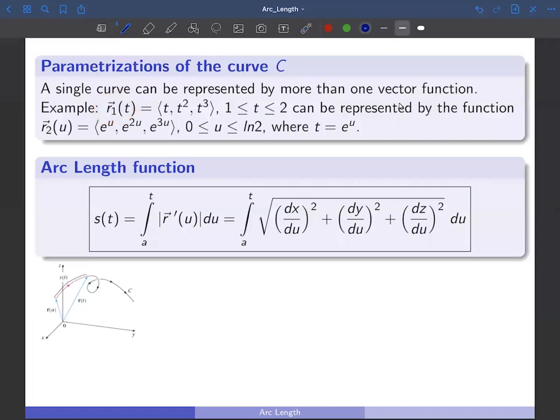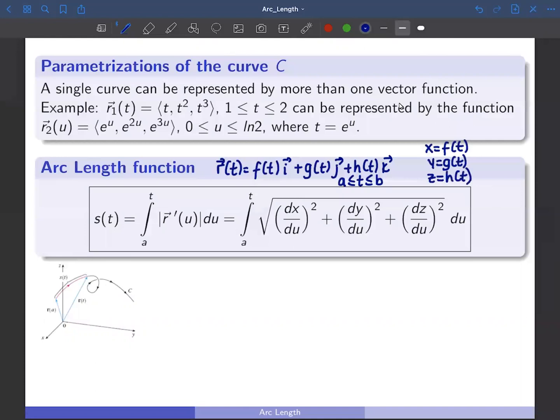Now, suppose that we have a curve that is represented by the vector function r of t equal to f of t times the vector i, plus g of t times the vector j, plus h of t times the vector k, where a is less or equal to t less or equal to b. Then the parametric equations for that curve will be x equals f of t, y equals g of t, and z equals h of t.